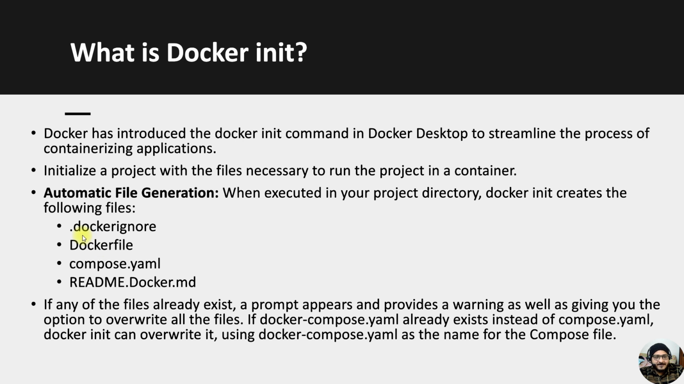The very first file is the .dockerignore file, where you can mention what you don't want to push as part of your Docker image. Next is the Dockerfile, another one is the compose.yml file, and the other file is the README.Docker.md file. In this file you will get instructions on what needs to be done as part of these files, so you get all those details. You just simply execute a command called docker init in your application code working directory.